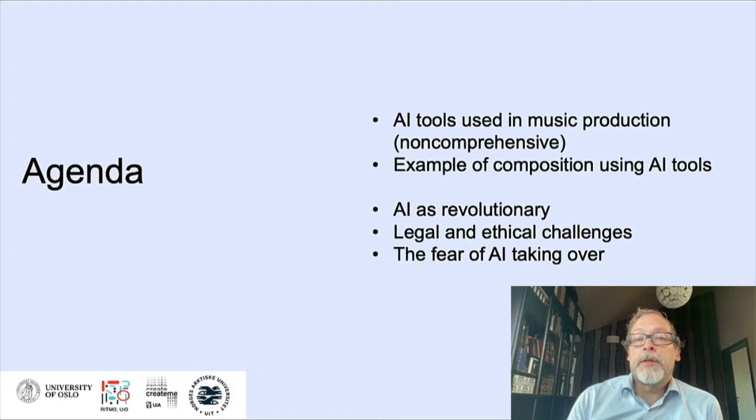Then we'll discuss the common assumption that new technology is revolutionary and argue that changes often occur gradually. We'll also address some legal and ethical challenges that the use of AI in music may raise, and the common fear of machines taking over musical processes previously performed by musicians.